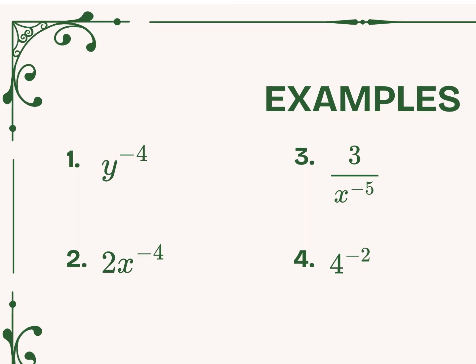This first one, pretty simple. This is as basic as it gets. Y to the negative 4. The negative exponent is going to become a positive. You would change the position. So there's no fraction or anything. You can write the fraction. It would move to the bottom. So this becomes 1 over y to the positive 4. Just change the position, change the sign of the exponent.